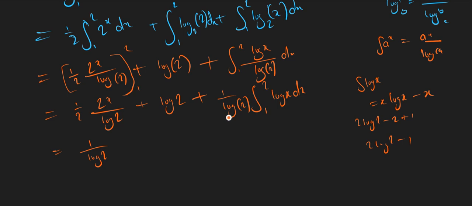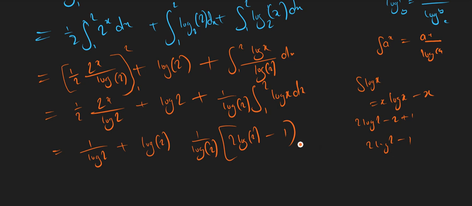Then this would be plus logarithm of 2. And then this will be half of logarithm of 2. Then you would have 2 logarithm of 2 minus 1.